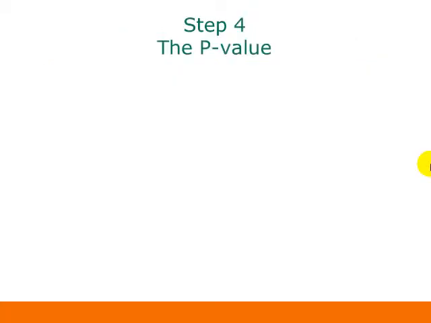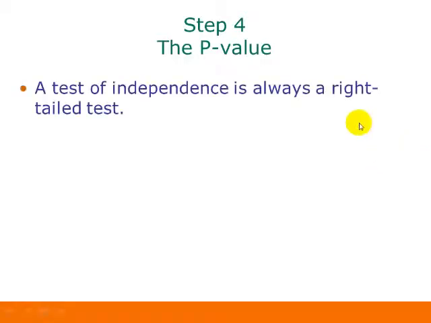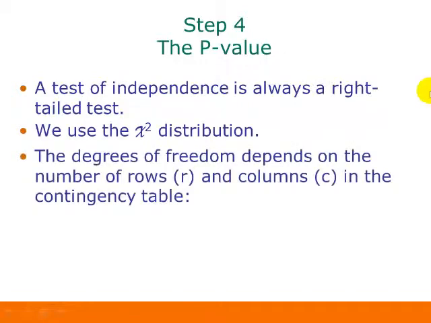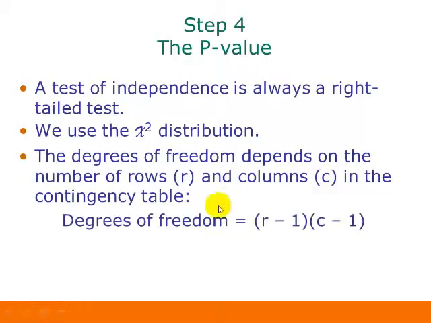Step 4, the p-value. That's not so hard if you know what the test statistic is. The things that we need to know in order to calculate the p-value are that a test of independence is always a right-tailed test. We're using the chi-square distribution. And the degrees of freedom for this depends on the number of rows R and the number of columns C in the contingency table. So our degrees of freedom is the number of rows minus 1 times the number of columns minus 1.